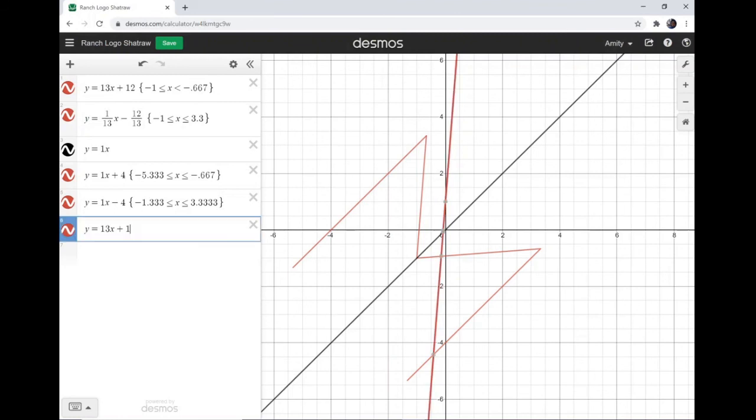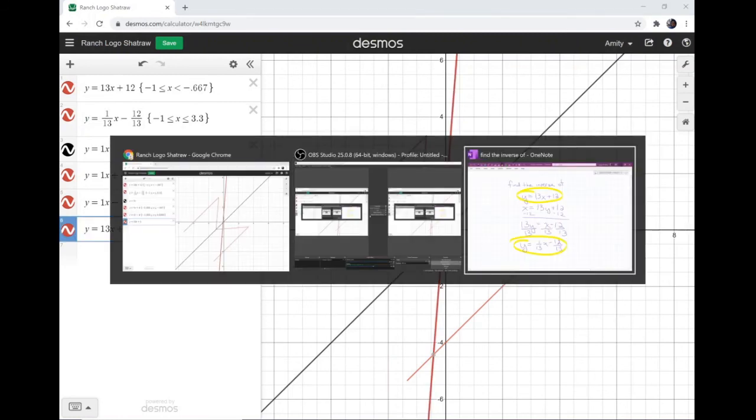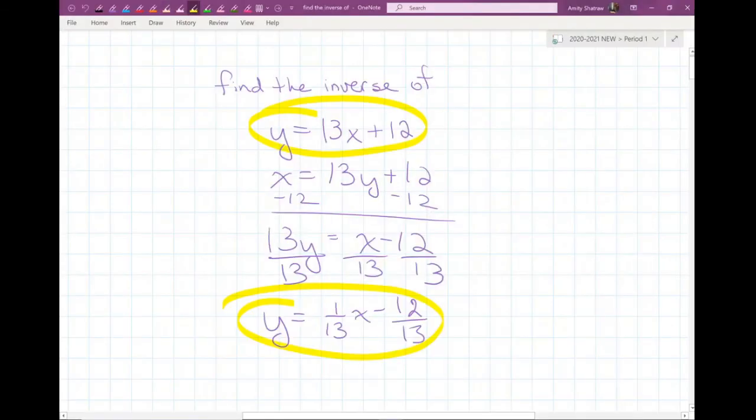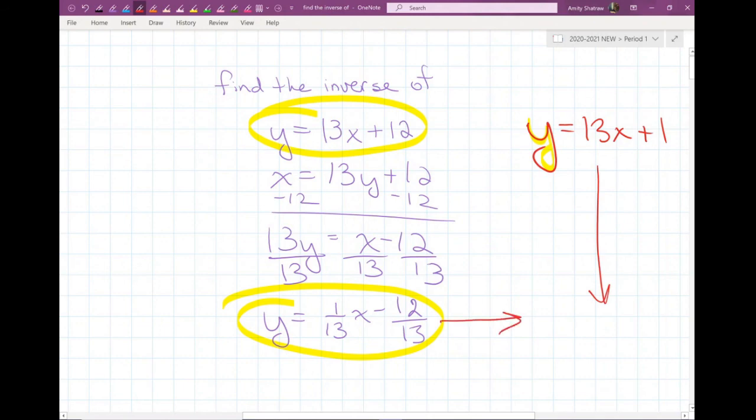So you take this 13x plus 1 and you go back to your piece of paper and then you do it. Let's give it a red. Why not? We're working in red. Y equals 13x plus 1. And you follow all these steps to get a new inverse. And by the way, I think we're noticing that the new inverse will be a 1 over 13x. It's the y-intercept that you'll be figuring out.